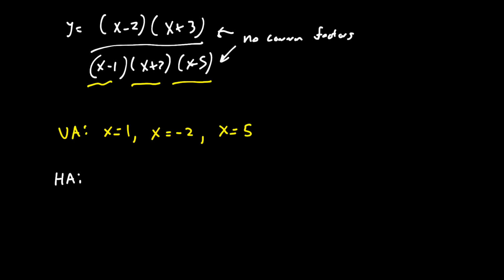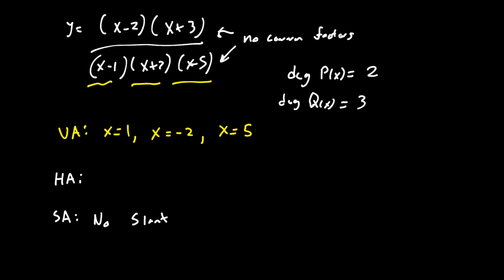And we need to decide whether we have a horizontal or a slant asymptote. And to do that, we check the degree of the numerator versus the degree of the denominator. So the degree of our p of x is equal to 2, and the degree of q of x is equal to 3. And so this implies that there's no slant asymptote. And since the degree of the numerator is less than the degree of the denominator, we'll have a horizontal asymptote at y is equal to 0.